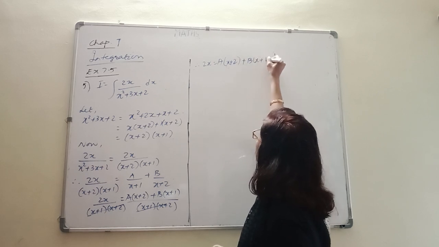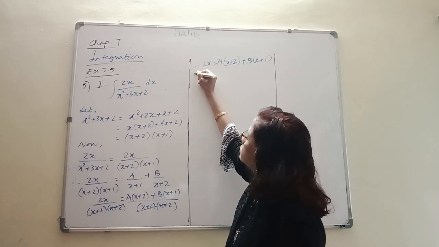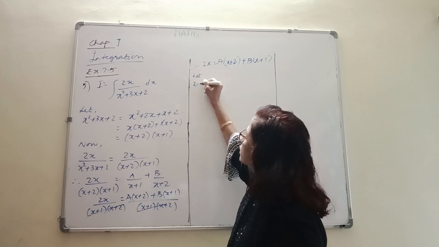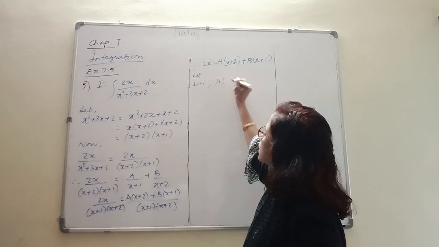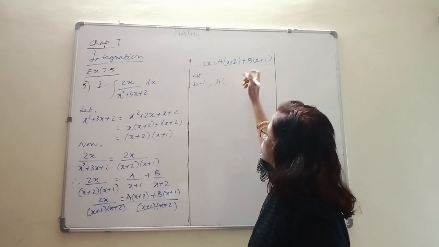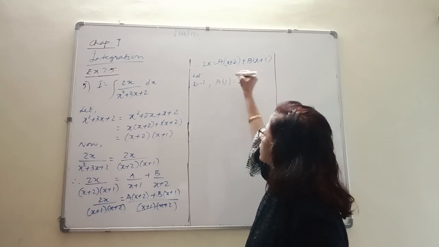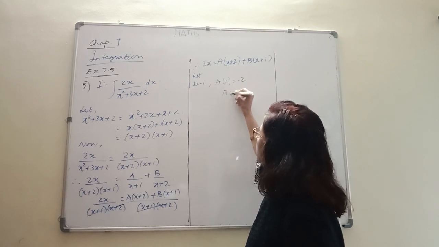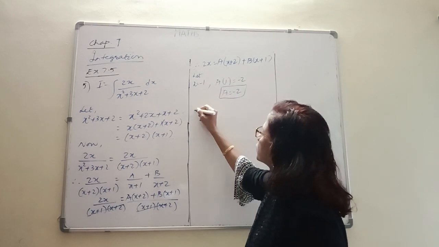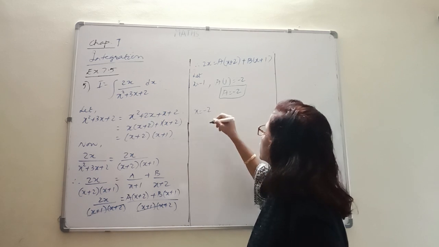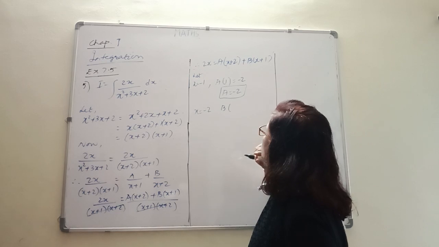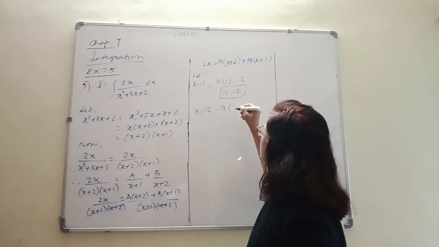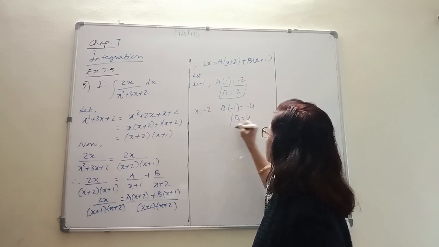Now in order to get the A and B values, let x be negative 1. If x is negative 1, the second term vanishes. You will get A times negative 1 plus 2, which is 1, and this is negative 2. So that makes A's value negative 2. And then we'll take x as negative 2. In that case, the first term will vanish, and you will get B times negative 2 plus 1, that's negative 1, equal to negative 4. So B value is 4. So you got A and B.